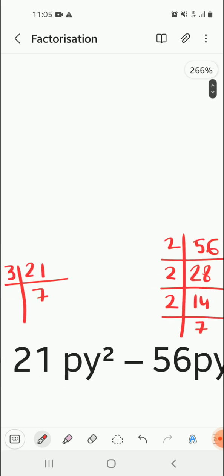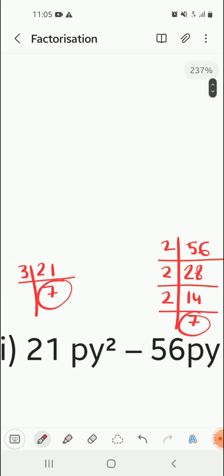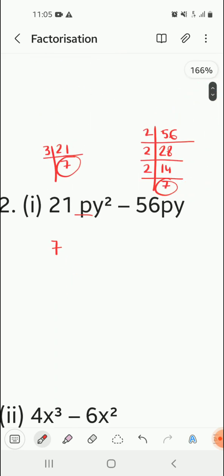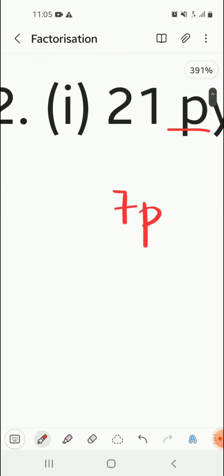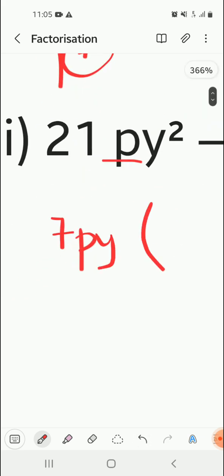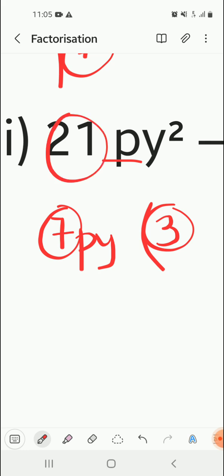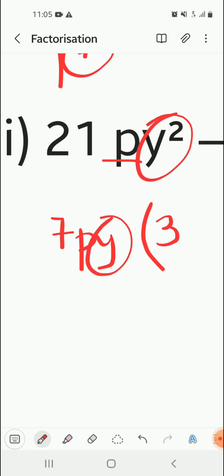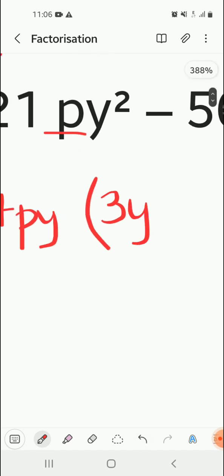Now pick all the common factors. Here we have got a 7, here we have got a 7. So 7 is common for both. So we are going to write it first. Here we have got a p, here we have got a p. So we are going to write the p here. Here we have got y square and here we have got only y. So y is common, we are going to write y. Now whatever we are left with: 7 into 3 is 21. So we are going to write here 7. 7 into 3, 21. Done. Here we have got p, here we have also got p, so it's done. Y, there is square and here there is only one y.